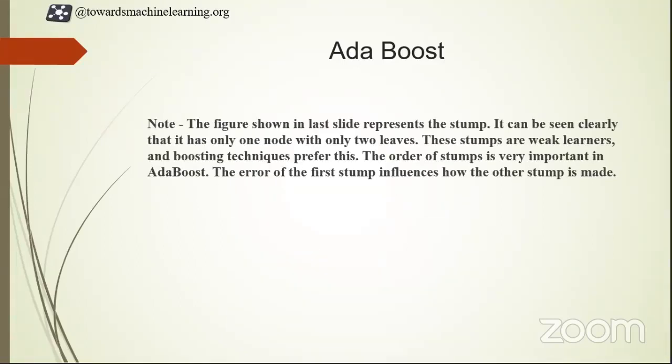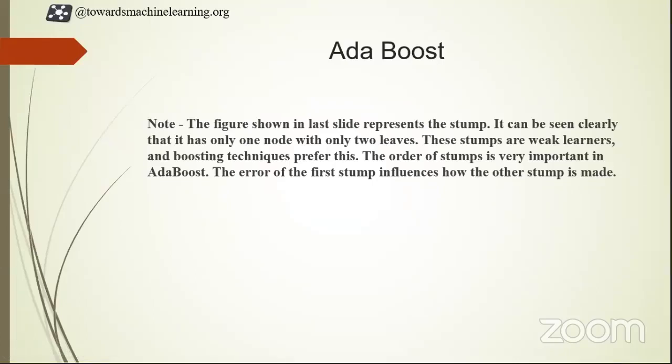One thing to focus on is the order of these stumps. It is very important in AdaBoost, because as I told you, we are passing the error of the first stump to the second stump, and then the error of the second stump is passed to the third stump. The error of the first stump influences how the next stump is made. That's why the order is very important. You can't shuffle the stumps; you have to keep a particular order.